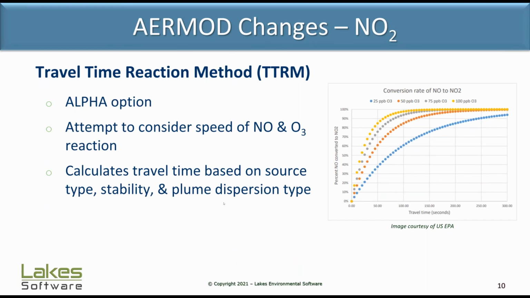It calculates travel time for each source type, stability condition, and plume dispersion type internally. It has similar data requirements to the existing Tier 3 screening options, ozone limiting method and plume volume molar ratio method. So for TTRM, you would have to supply an ambient equilibrium ratio as well as a default in-stack ratio.